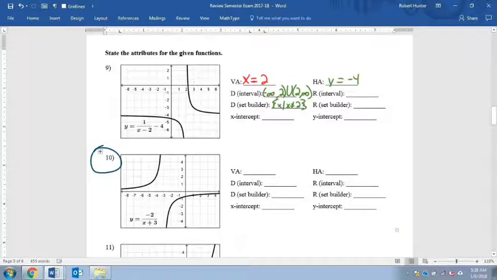Your range is the same idea. Your range is everything except for where that horizontal asymptote is. It's everything except for that -4. So we're going to go from -infinity to -4, everything to the left of the -4, union it with everything to the right of the -4. And your set builder is just like the other one, y. Y is everything except -4. Y does not equal -4.